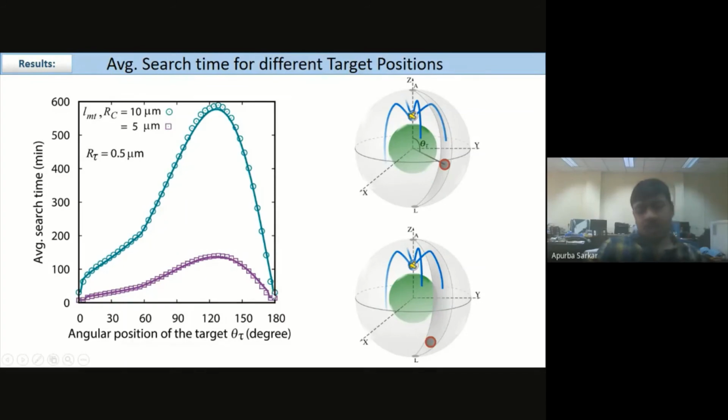Now let's consider the case when the target is at the distal pole. When the target is at the distal pole, there is no need for the microtubule to travel through a specific loop, because for this specific position of the target, a microtubule nucleated at any angle can reach this pole if it doesn't get any catastrophe.